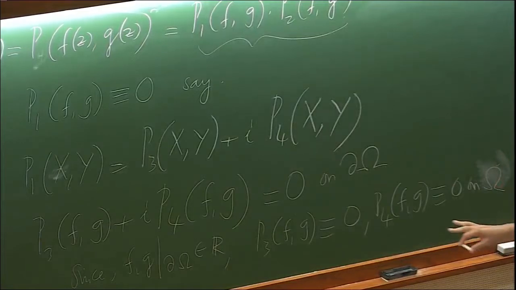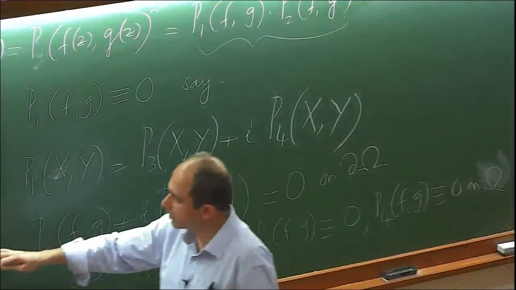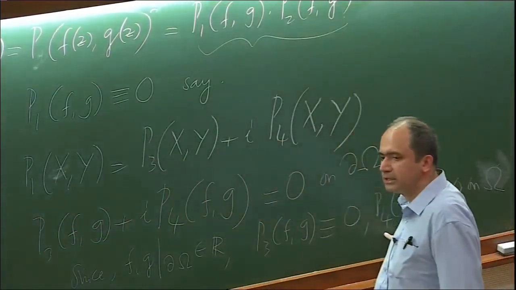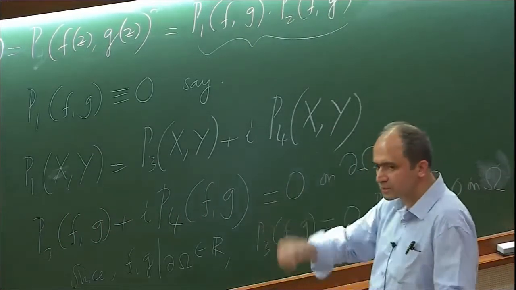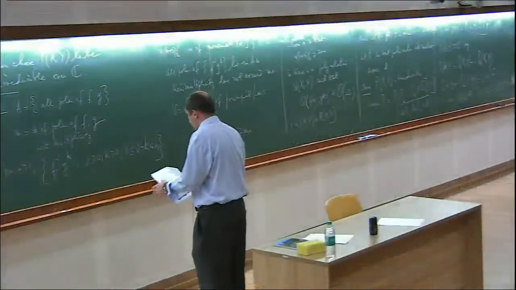Okay. And this is the contradiction that we are looking for. P3 and P4 are polynomials in the ring R of x comma y. Each of them has degree strictly less than d, and here is a relation of strictly smaller degree than what we started out with. There's just this technical point. So that's the contradiction. Any two meromorphic functions that are real valued on the boundary are algebraically related. Okay.